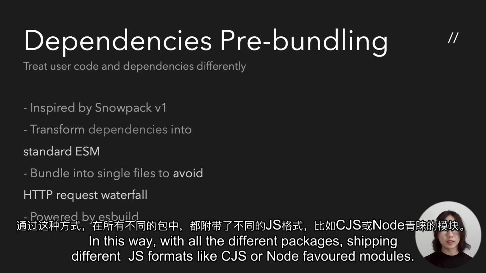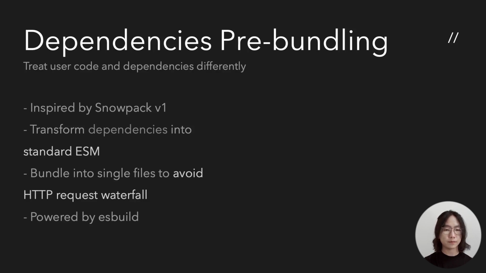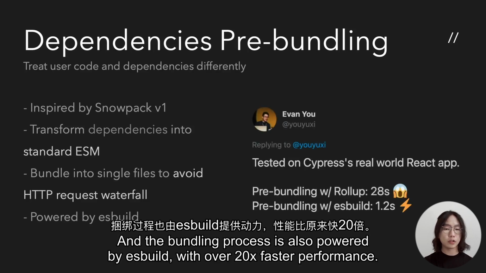In this way, we ease out the difference of packages shipping different JS formats like CJS or Node favored modules. It also reduces HTTP request overhead and importing workflows significantly. And the bundling process is also powered by ESBuild with over 20 times faster performance.